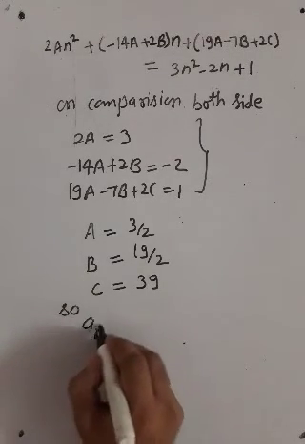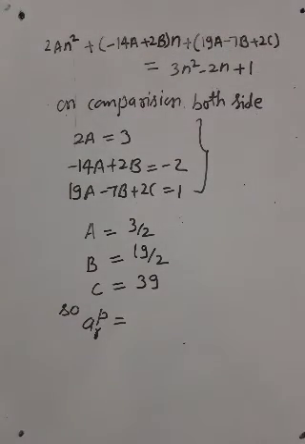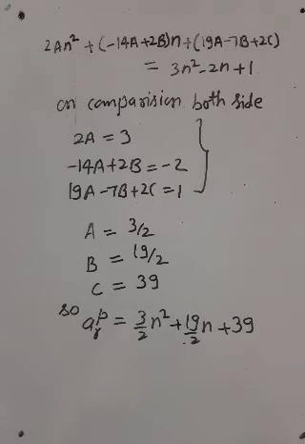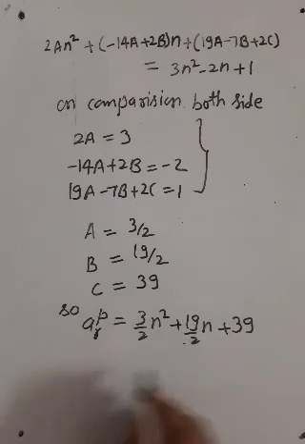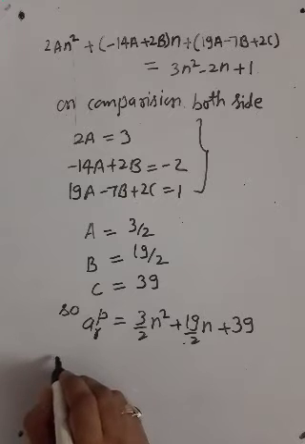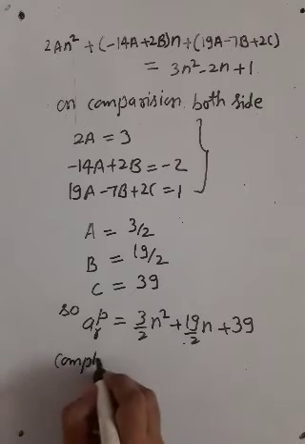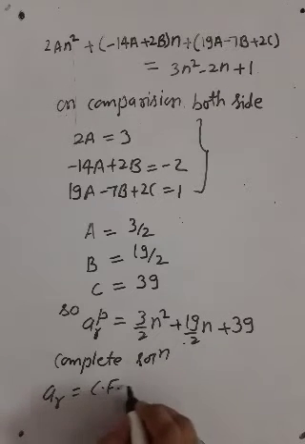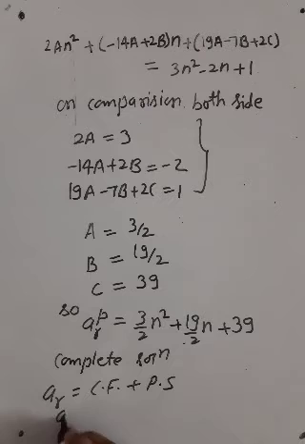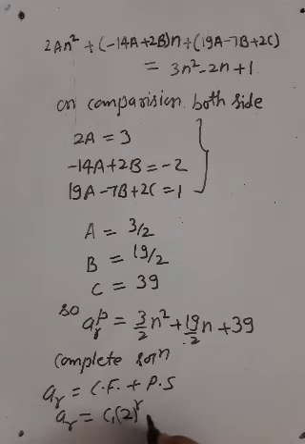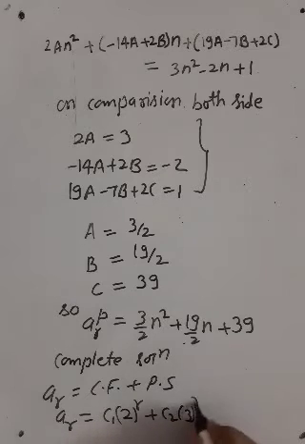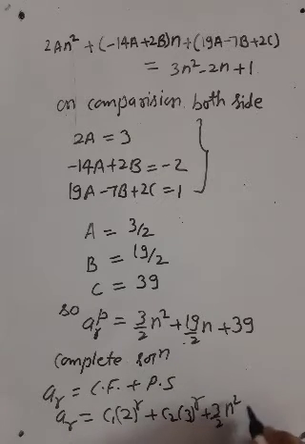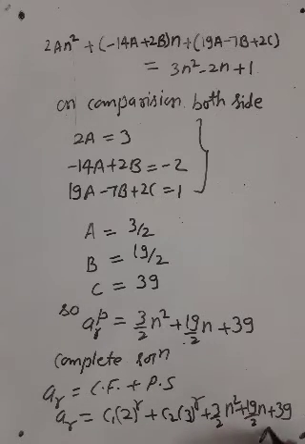So ARP is equal to 3 by 2 n square plus 19 by 2 n plus 39. Finally, our complete solution is AR is equal to CF plus PS. It means AR is equal to C1 2 raised to R plus C2 3 raised to R plus 3 by 2 n square plus 19 by 2 n plus 39. This is our answer.